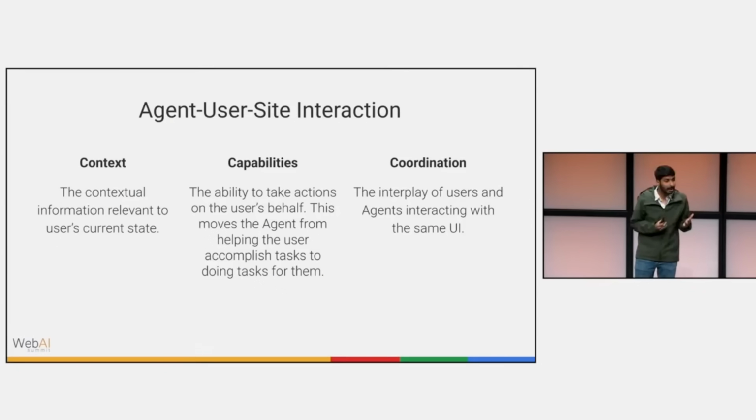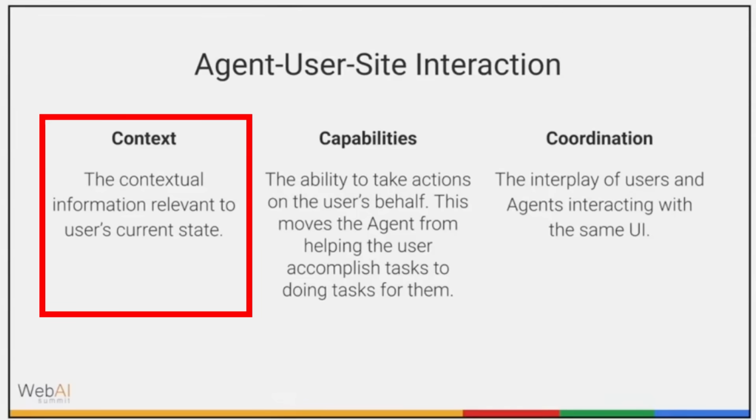So the first one being context. This is all the data that agents need to understand what the user is doing. If you're watching a video or reading an article, you want the agent to know not only what's on the screen, but also what has come before this. So if the user asks a question or asks the agent to do something that relates to something that's not in the current screenshot, the agent should still be able to understand this.